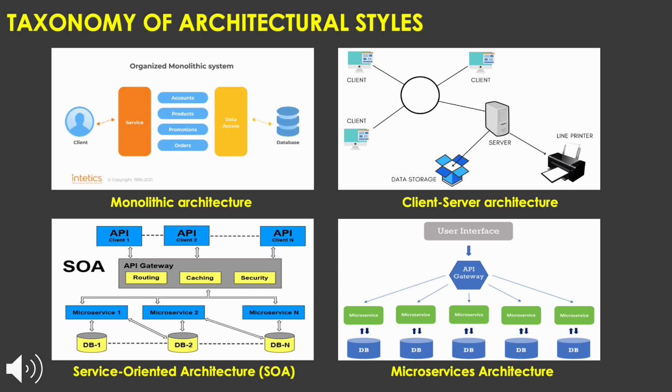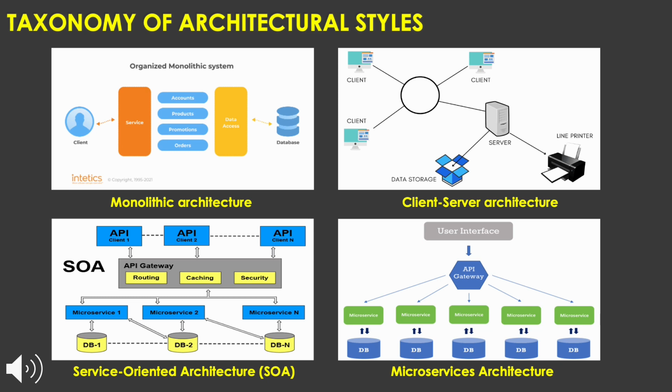Monolithic architecture. In this style, the entire software system is developed as a single, tightly coupled unit. All the components of the system are developed and deployed as a single unit, making it easier to develop and deploy. However, this architecture can be difficult to maintain, update, and scale as the system grows.